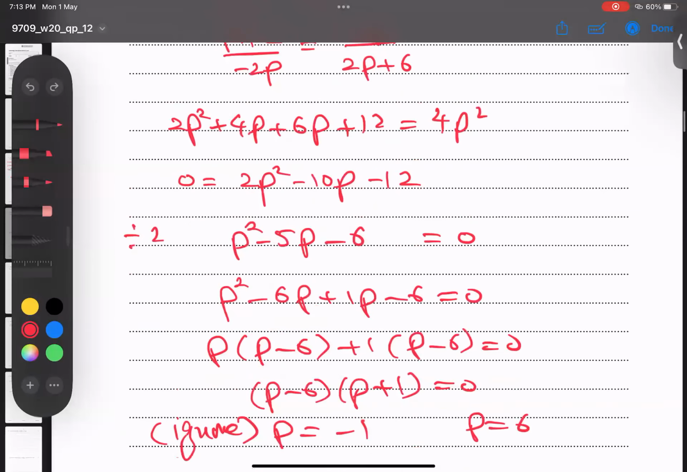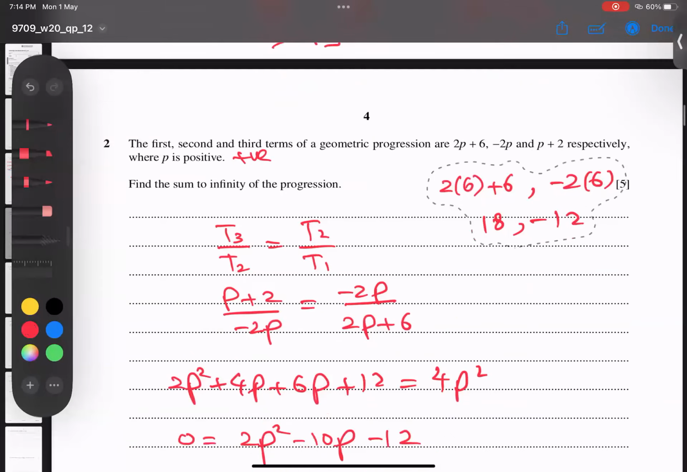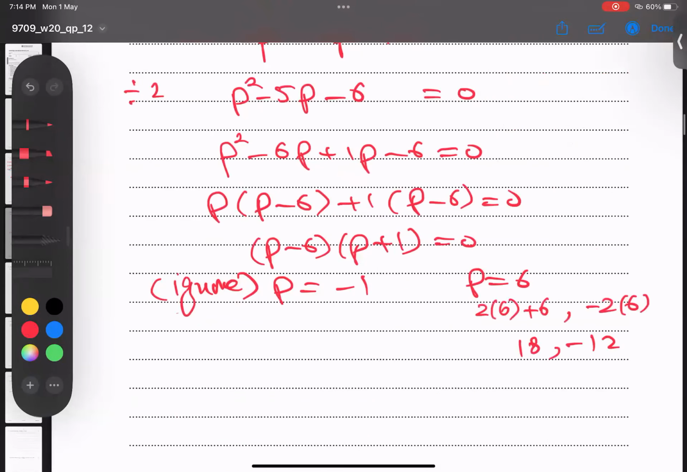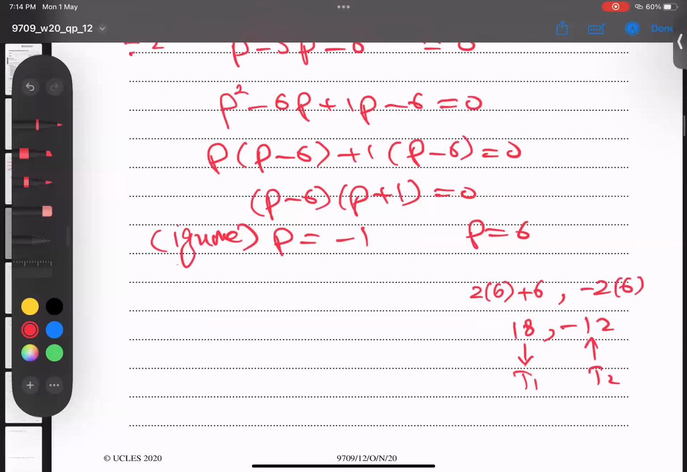So when I plug in this 6 value in this equation, I put 6 here and 6 here, and no need to put in the third. So what I'm getting here: 12 plus 6, 18, and then negative 12. These two values I'm getting here, I take it below. I hope you got my point. This is called the first term T1, this is called the second term T2. And now you know it very well, students. So first term is 18, so a is equal to 18.